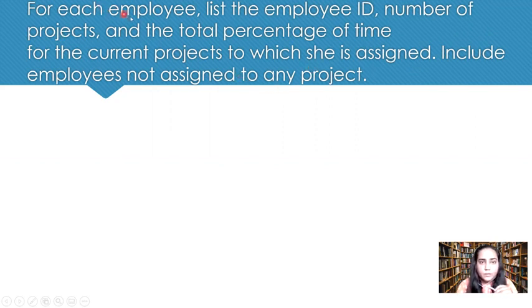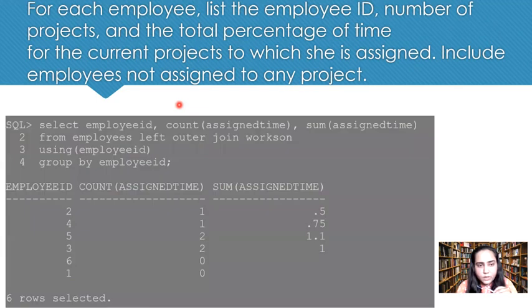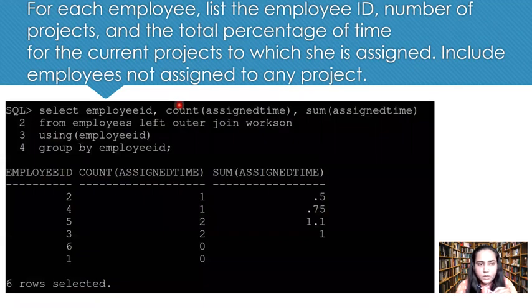Now, this is using several concepts together. So I'm not going to explain the query first. I'm going to explain the answer. Now this is the answer. So first of all, the query says that you need to count how many projects are assigned. So which is why it says number of projects right here.